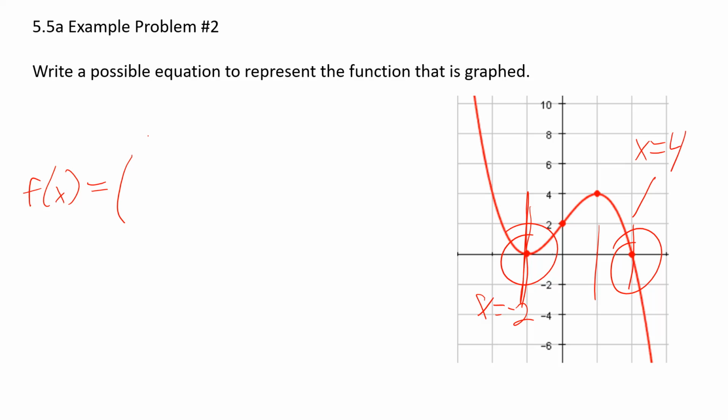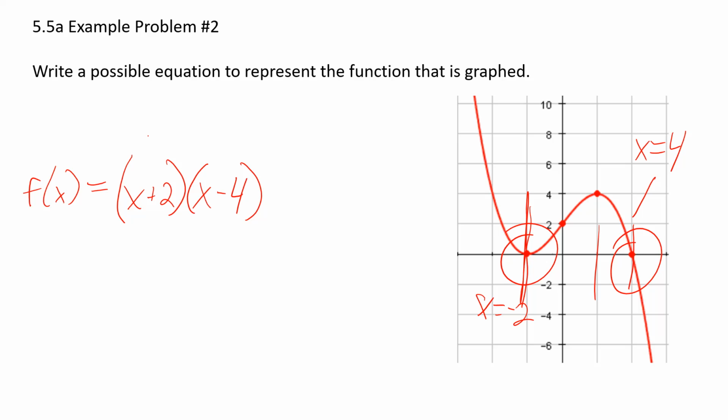So I'm actually going to do the opposites of those. So I'm going to do x plus 2. I'm going to do x minus 4, because we always do the opposite. Now that right there does not represent a cubic. That is just a quadratic. So we have to have that. We have to have 3 x's.